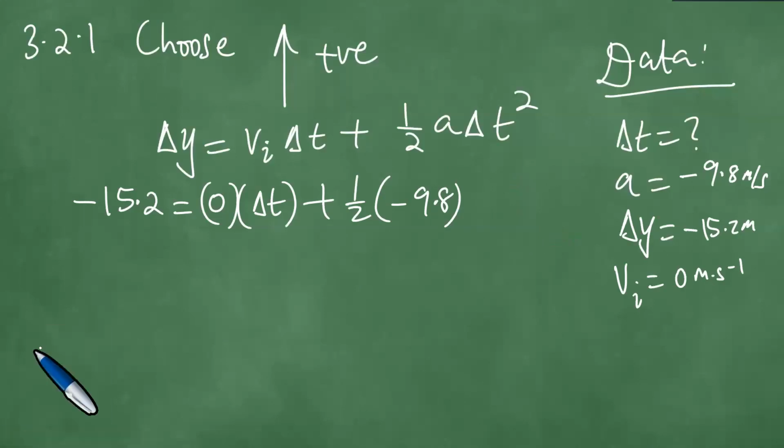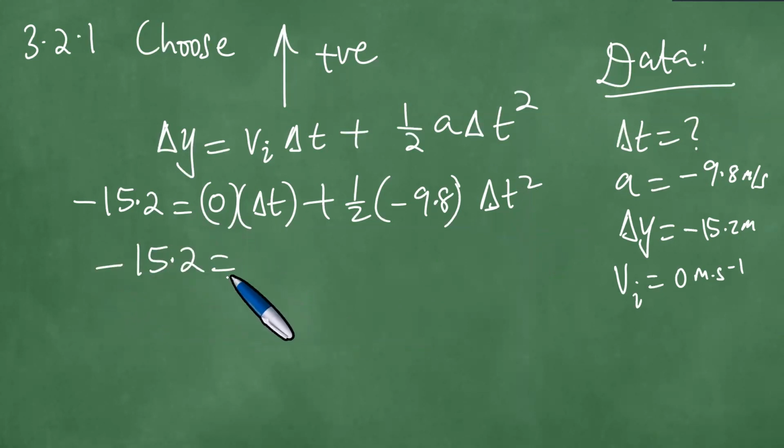Right, so we continue now with this question. So this is delta t squared. This is 0, so that we have minus 15.2 equals the 9.8 divided by 2. Use a calculator: 9.8 divided by 2. What is it? It's minus 4.9 using a calculator, delta t squared.